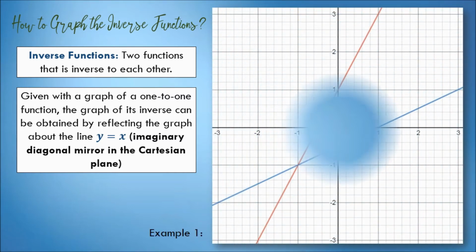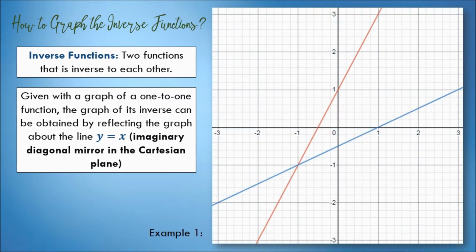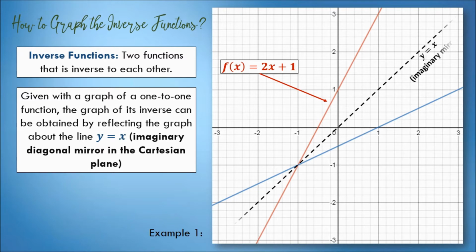For example, we have these inverse functions. The red graph is the given function, f of x is equal to 2x plus 1. The imaginary mirror, y equals x, is drawn here. Then, the blue graph is the inverse of the given function, f raised to negative 1 of x is equal to x minus 1 all over 2. It is the reflection of the original function.